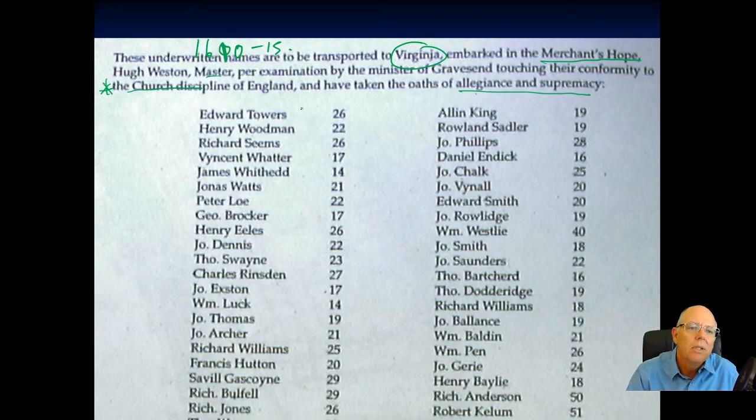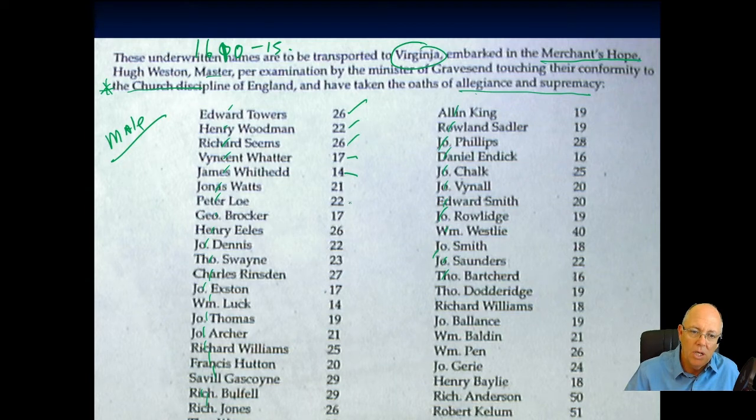Now I want you to analyze the data. Look at who's on the ship. Edward, Henry, Richard, Vincent, James, Jonas, Peter, George, Thomas, Charles, William, Francis, Alan, Rowland, Daniel. What do you notice? They're all male names. And then you look at the ages: 26, 22, 17, 14. So under 30. Is there anybody over 30? Wow, there's one 29-year-old. Anyone else over 30? Here's a 28-year-old. Oh, here's somebody 40 years old. So it's young men. Here's another one. Here's two 50s. So it's mostly young men, no women, individuals.